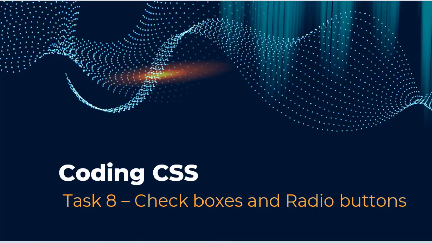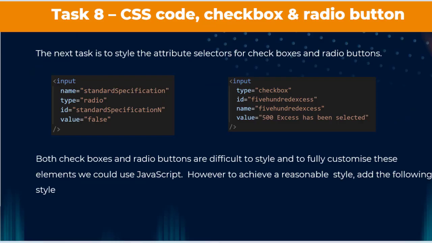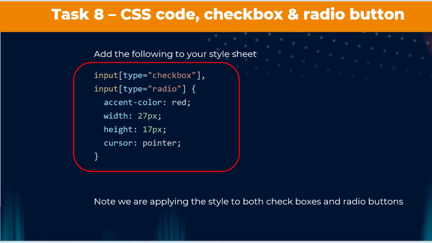The next section that we're going to look at then is the checkboxes and the radio buttons. If we look at our HTML, we can see that we have as our input type here our radio, and also as our input type a checkbox. These particular features are normally difficult to style, and to fully customize these elements we would probably use some JavaScript. However, to achieve a reasonable style, we're just going to add the following.